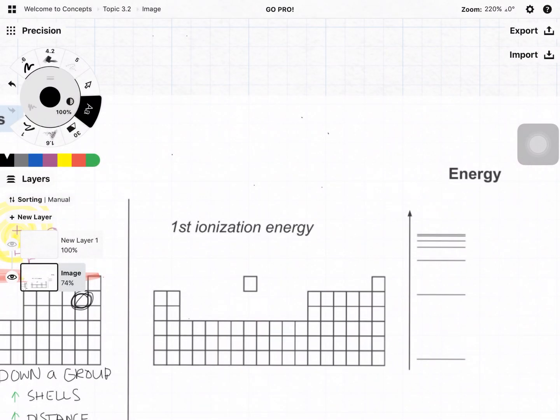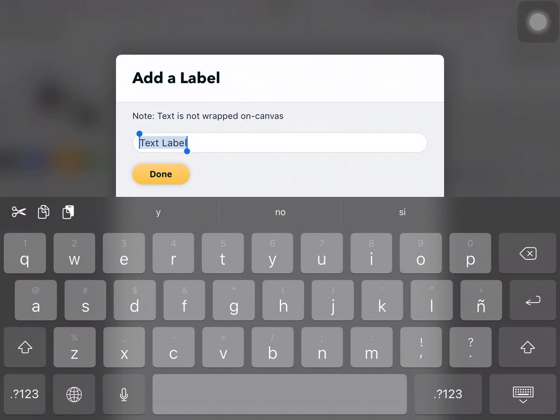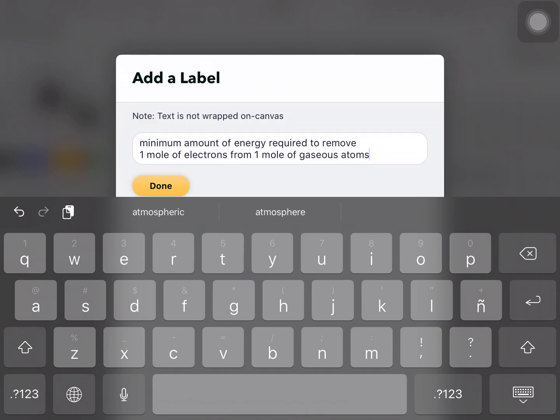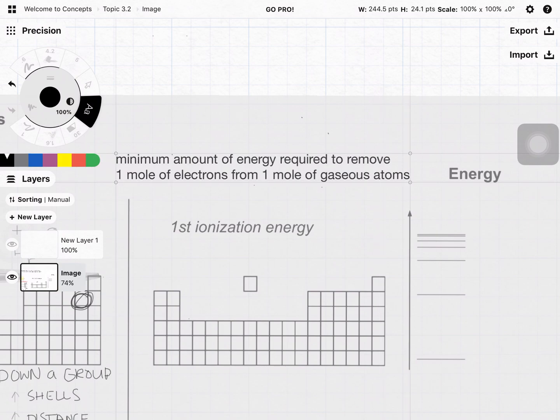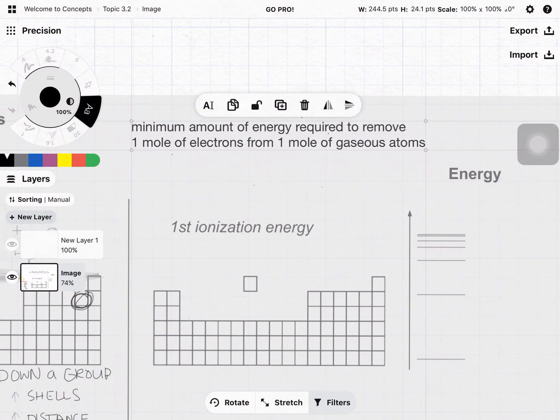Okay, so we're going to take a look at first ionization energy. The first thing we're going to look at is the definition. When we're talking about first ionization energy, we're talking about the minimum amount of energy required to remove 1 mole of electrons from 1 mole of gaseous atoms. So let's put that right here. Great.